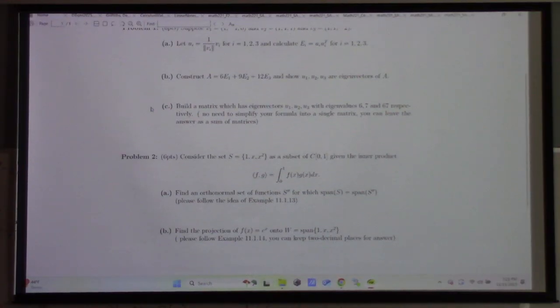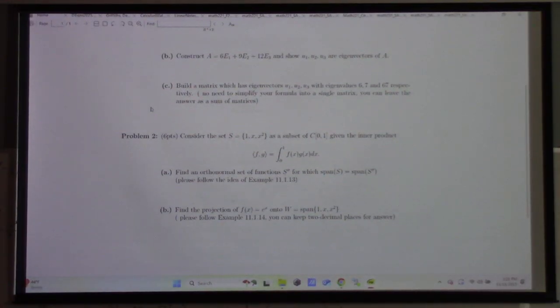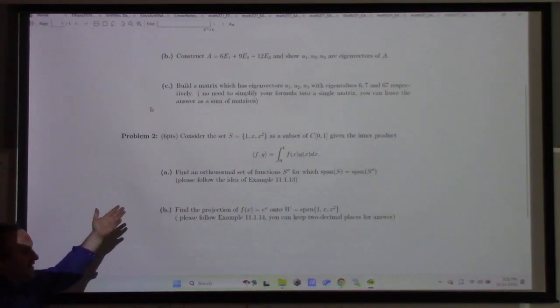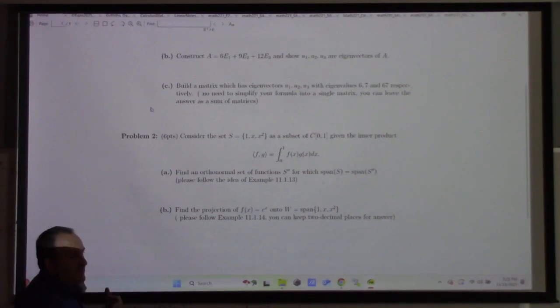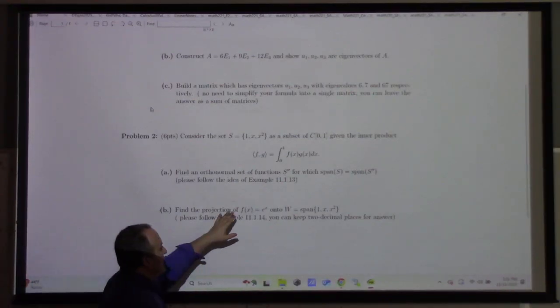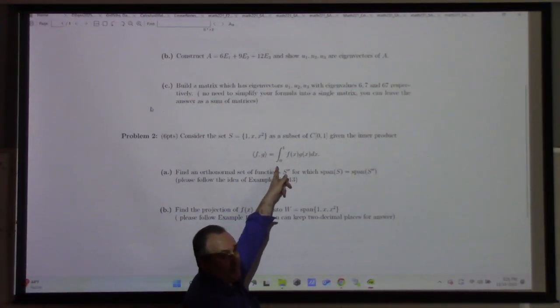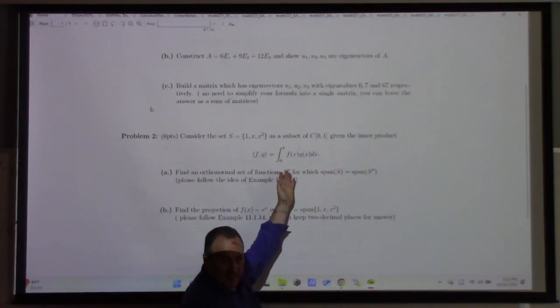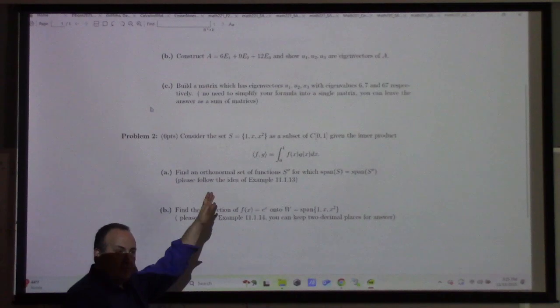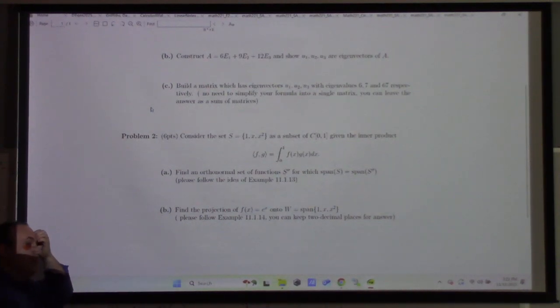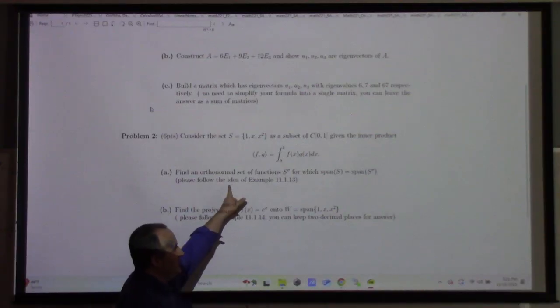Part 2, problem 2 here, I'm like, look at the monomials 1, x, x squared. It's a subset of the continuous functions on 0 to 1. And I say define the inner product here, integral from 0 to 1. That changes things a little bit, right? So you have to work through the same things we just worked through in class, but this time for the integral from 0 to 1. Okay? And so basically I'm saying do Gram-Schmidt and then normalize.